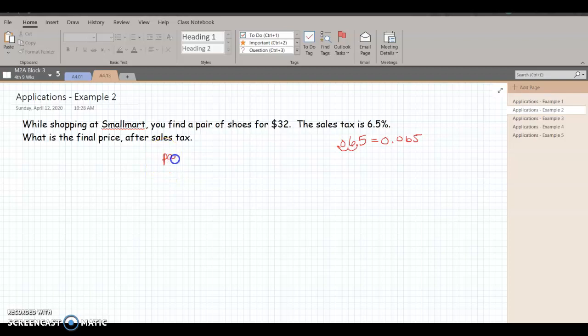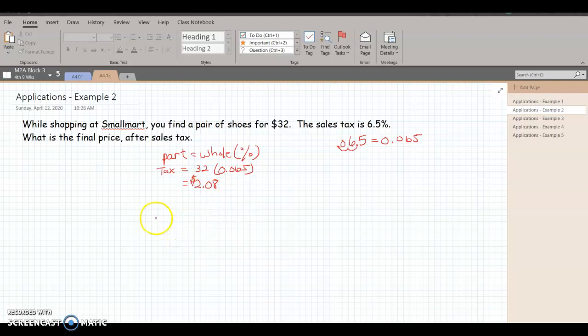All right, now I'm going to use my percent equation to find this. So part equals the whole times the percent as a decimal. In this case, the part is going to be our tax, and our whole is going to be the original number, which is $32, times 0.065. And when I multiply 32 times 0.065, I get $2.08.